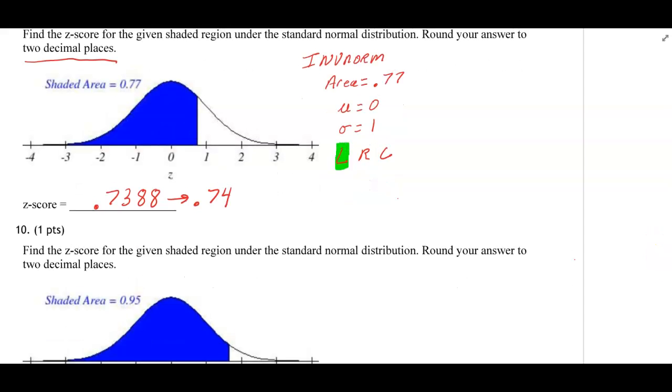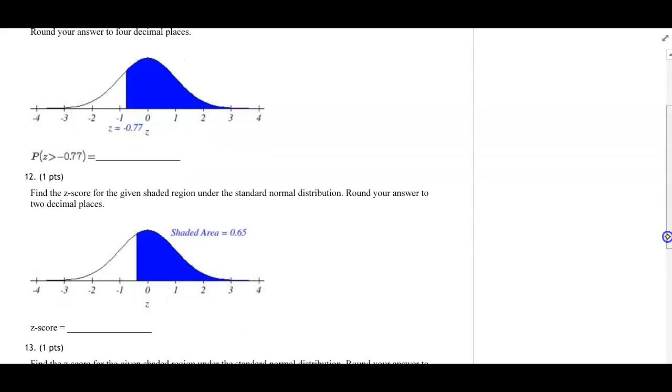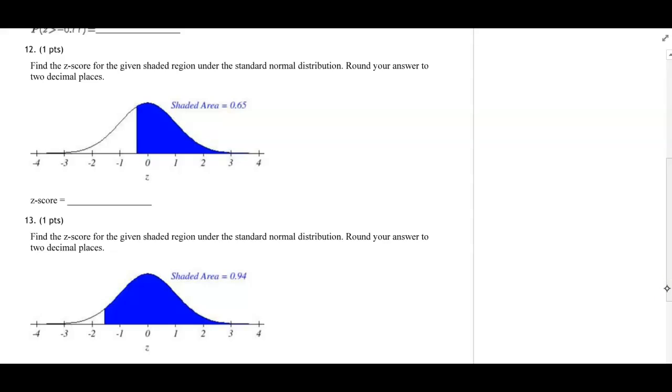The next problem that we did in class was a problem like number 12 here. For problem number 12, we would do inverse norm. The area is 0.65. The mean is 0. Standard deviation is 1. And for the left, center, right, we would highlight the right. People that do not have that calculator, you actually need to find this area in yellow. Since the area is 1 underneath the curve, the yellow area is 1 minus 0.65, which is 0.35.